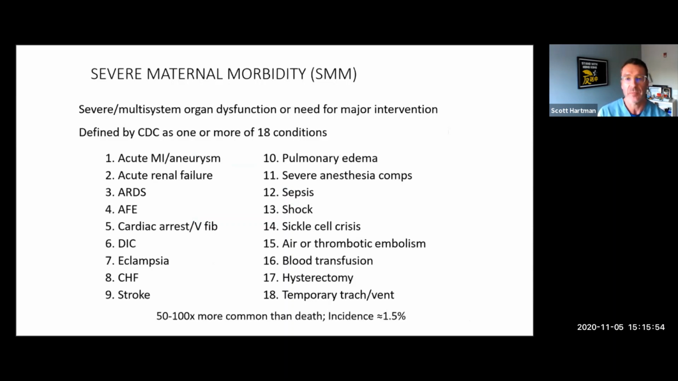Severe maternal morbidity is defined by the CDC as 18 specific conditions, which I won't go into in any detail, but just to say that they range from cardiovascular and thromboembolic kinds of causes to more infectious or hemorrhage related, to transfusion. What is also significant about this is it is 50 to 100 times more common than maternal death, and the incidence is estimated to be about 1.5% of all pregnancies in New York State.